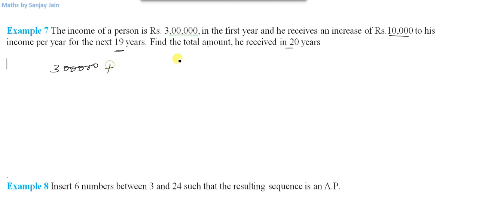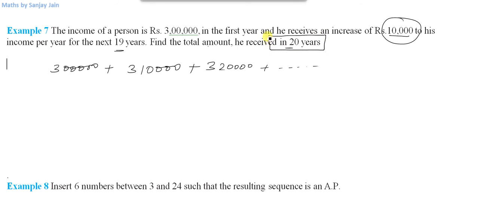In the second year, with an increase of 10,000 rupees, he would have earned 3 lakh 10,000, right? And in the next year 3 lakh, then again 10,000 plus, so 3 lakh 20,000. This is how he will receive incomes year after year. So I need to calculate his total income received in 20 years.